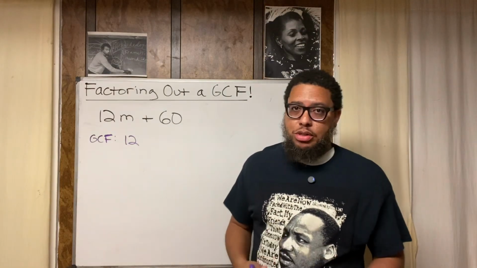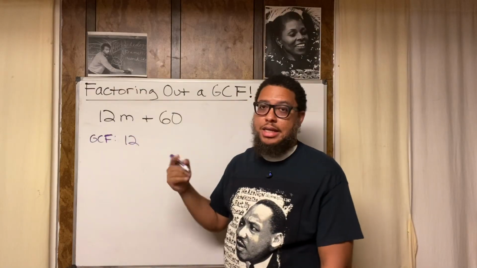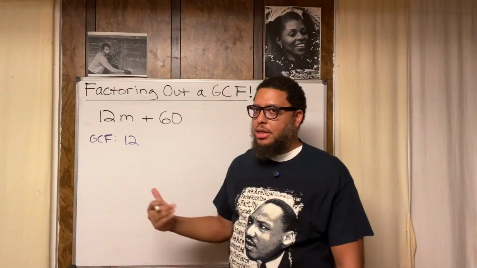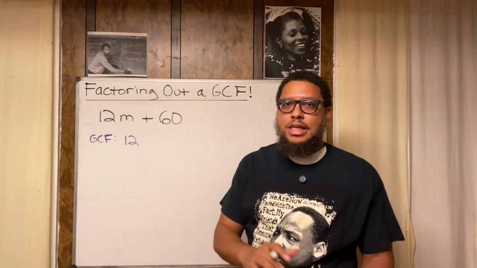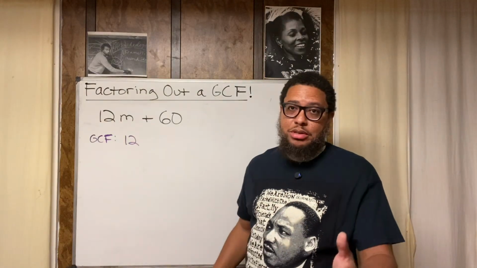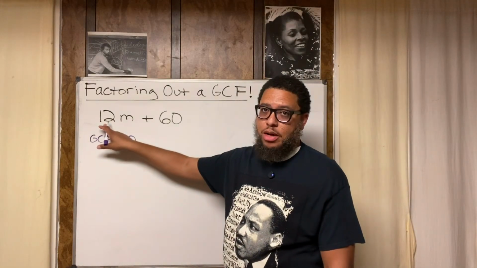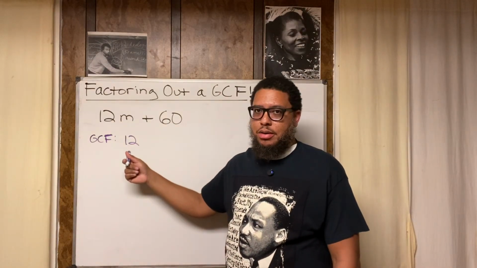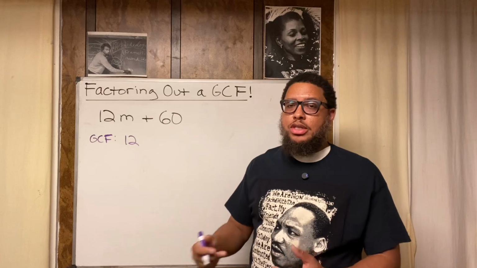Now, does 3 also multiply into 12 and 60? Yes. 3 times 4 is 12. 3 times 20 is 60. But that isn't as big as 12. 3 is less than. 3 is not the greatest. What about 6? 6 times 2 is 12. 6 times 10 is 60. That isn't the greatest because 12 is bigger, right? So that's why we call it the greatest.